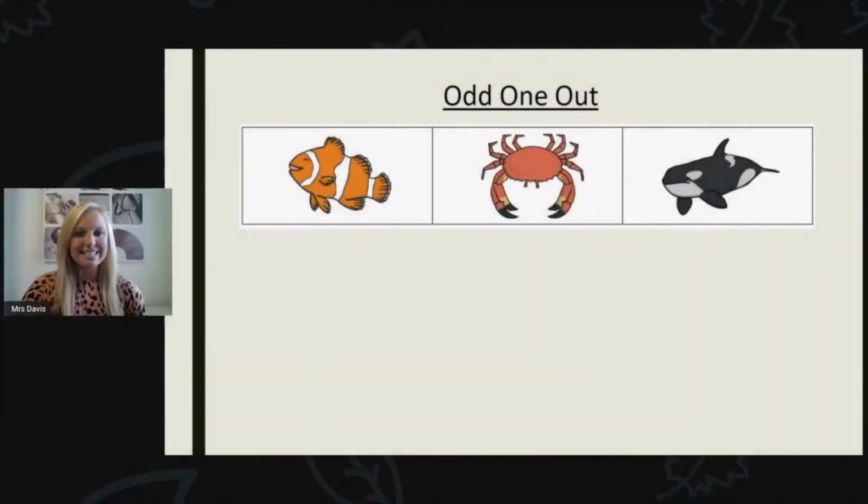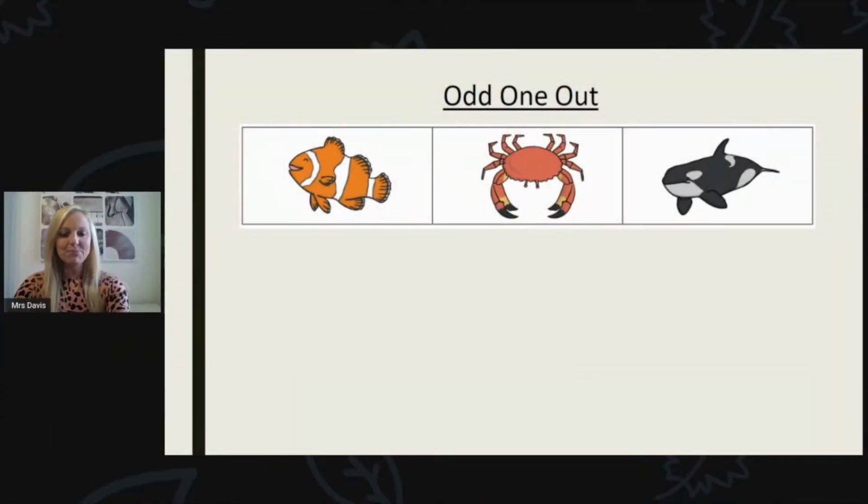Shall we crack on with today's starter warm-up? I've got a little game for you, and it is a little bit about what we were doing yesterday. It's called the odd one out. I'm going to show you three animals, and one of them is the odd one out. I think it's probably to do with the group that the animal is in. So have a really good look and think about these three animals. We've got a clownfish, a crab, and a killer whale. Which one is the odd one out?